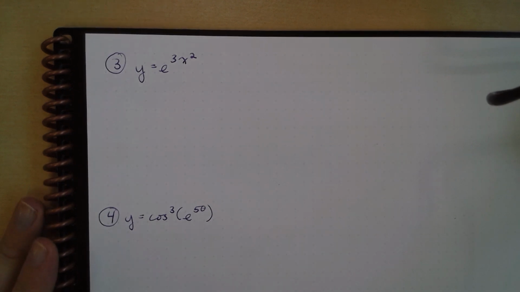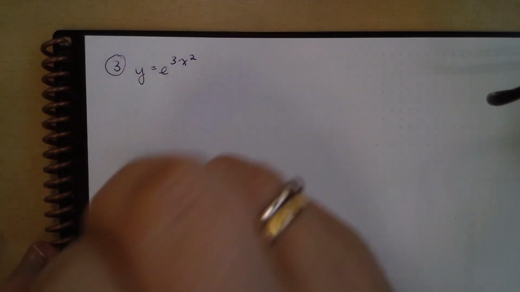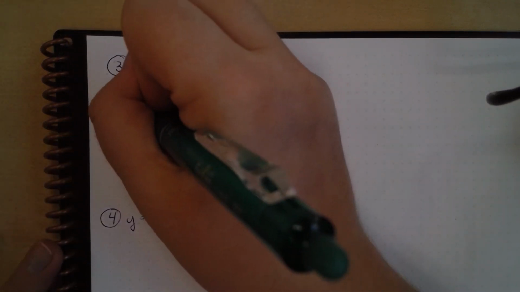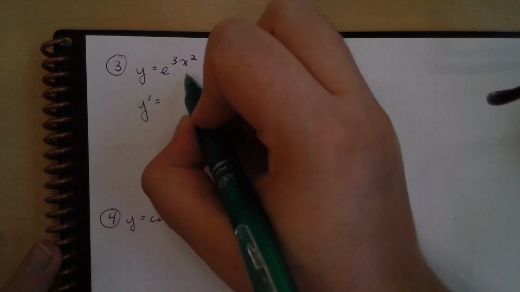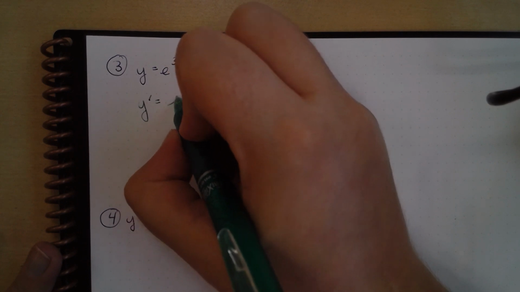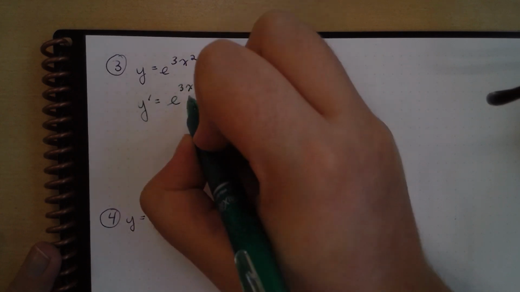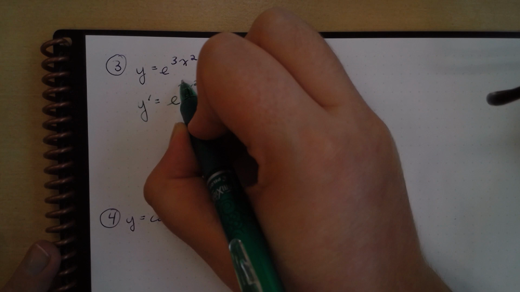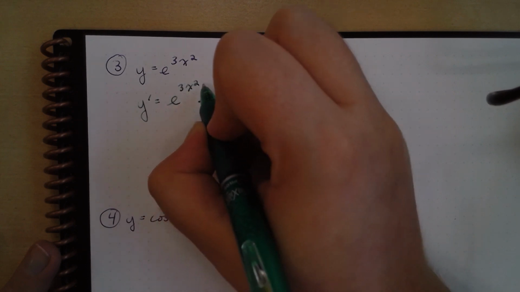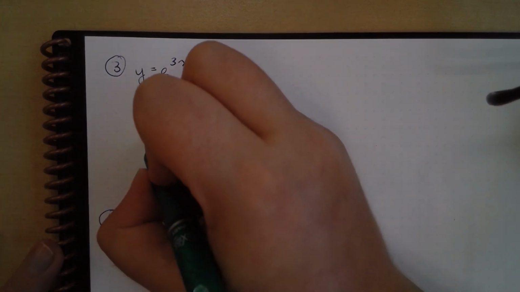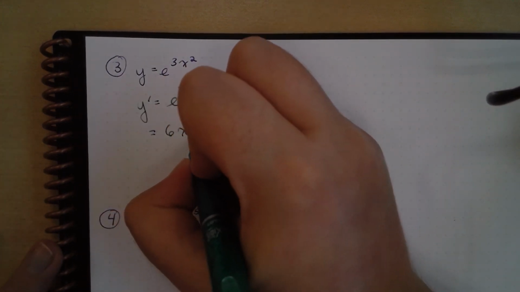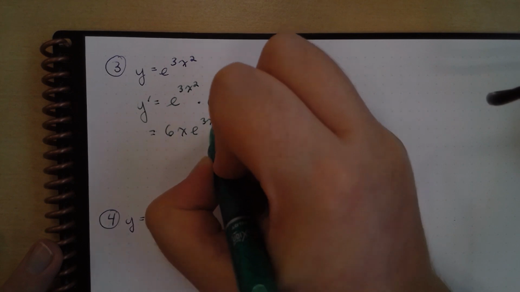So now we have y equals e to the 3x squared power. Okay, this one is not too bad. It looks really complicated, but I think it'll go pretty well. So y prime is equal to, we know that the derivative of e is just the exact same thing. So it's going to be e to the 3x squared power. But we also need to take this times the derivative of the exponent. So times the derivative of the exponent is going to be just 6x. So our final derivative is 6x e to the 3x squared power.